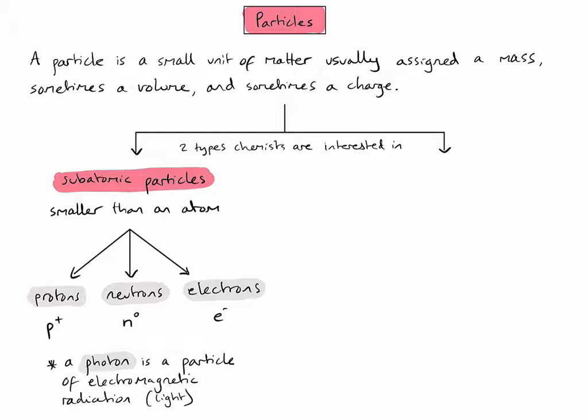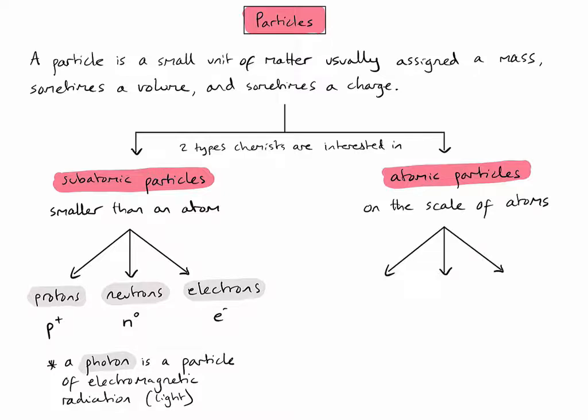The second type of particles we're interested in are actually formed from protons, neutrons and electrons, and they are atomic particles. And these are small units of matter on the scale of atoms. Again, there are three main types of atomic particles we're interested in. The first, of course, are atoms themselves. And the most simple way we can represent an atom is using its chemical symbol. Here are the symbols for hydrogen and neon.